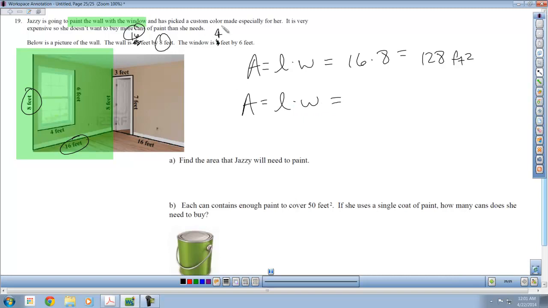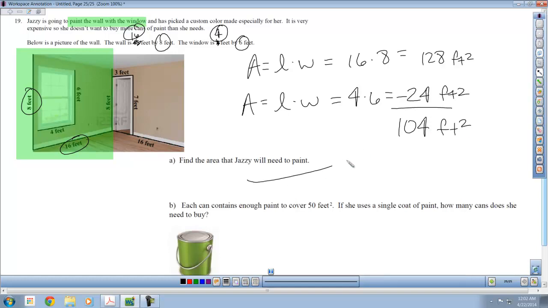And the rectangle is what? The window is 4 by 6. 4 by 6 comes out to be 24 feet squared. So how much actually needs to be painted? Well, I'm going to take that whole wall and subtract away the window, and what I'd be left with is just the part of the wall that needs to be painted. That's 104 feet squared. Okay, so that's the answer to part A.